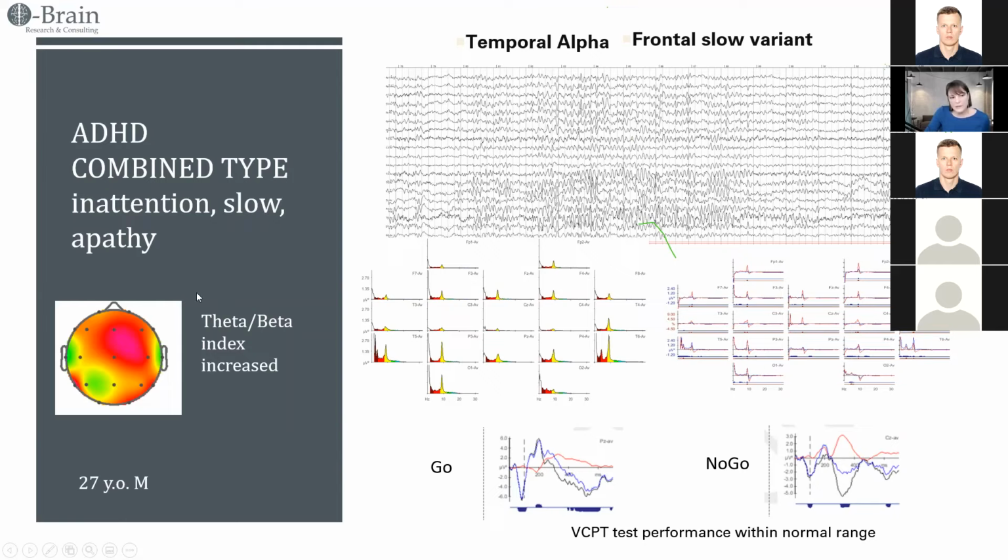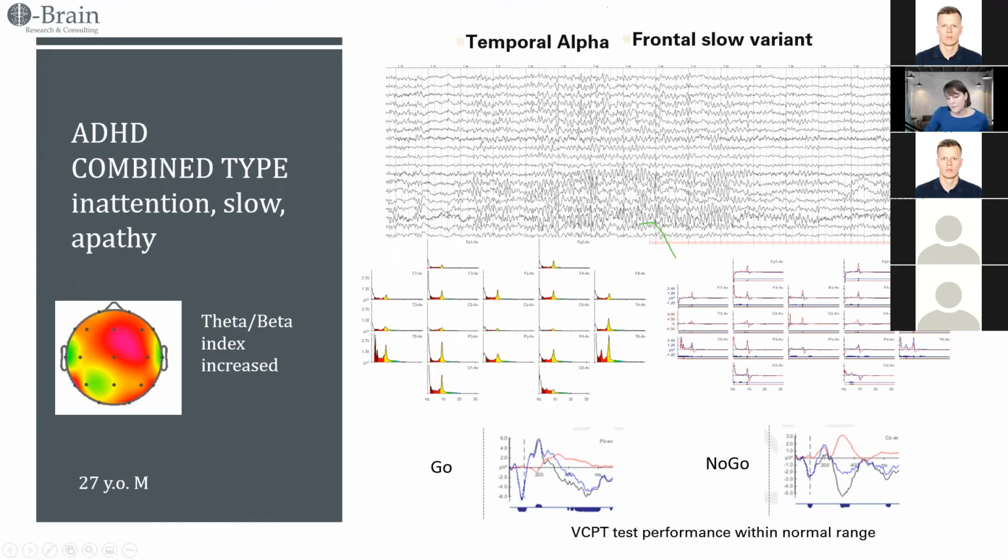And this person was diagnosed with ADHD combined type, has inattention, and was slow, at least he described himself as slow, and feeling apathy, so not enough energy. But at the same time he has an increased Go component, which tells us that he has some impulsivity, and a decreased No-Go component. It means that it's hard for him to restrict unwanted behavior, to suppress unnecessary action.